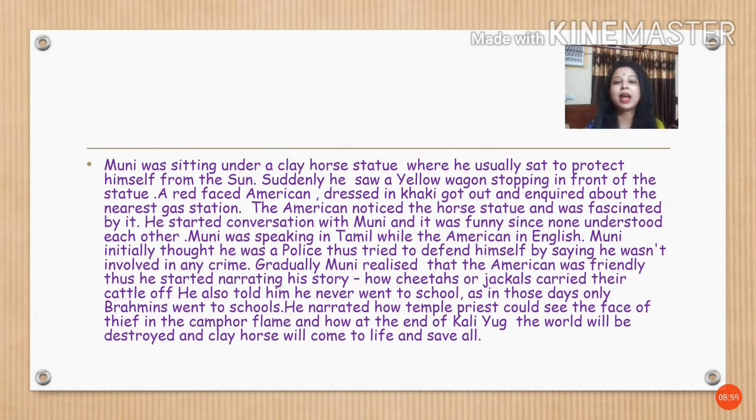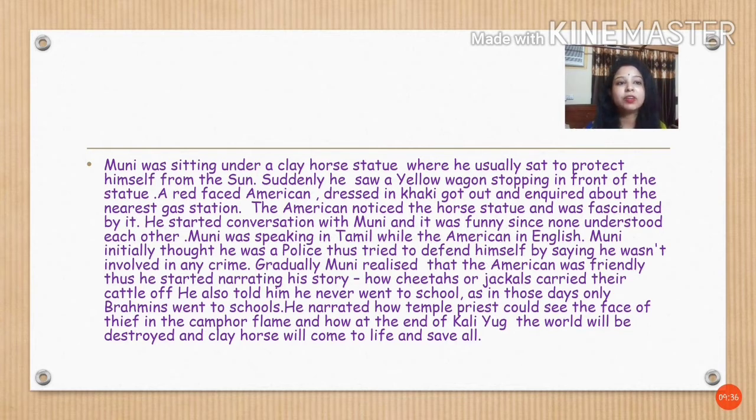And this fact we will gradually know as we read through the story. So he started a conversation with Muni, and it was funny. Why was it funny? Because none of them understood each other. We all know that the American could not speak anything except English, and we also know that Muni was an uneducated man who could speak nothing except Tamil. So both of them spoke in their own language, and the other person could not understand. Muni was speaking in Tamil while the American spoke in English. Muni initially thought he was a police officer.